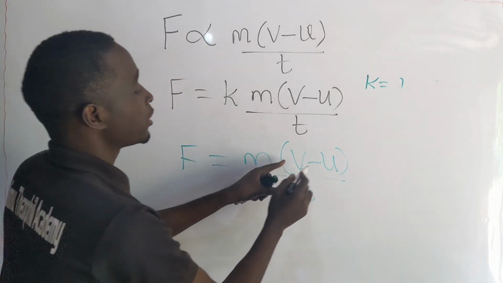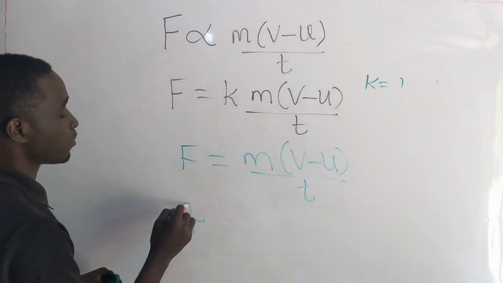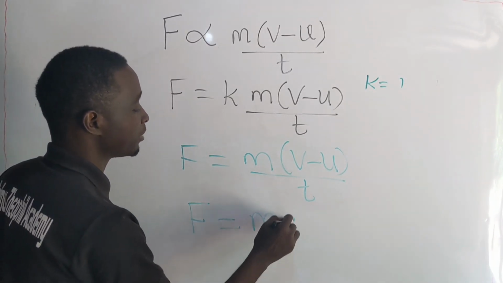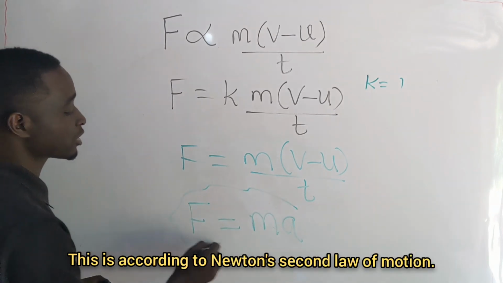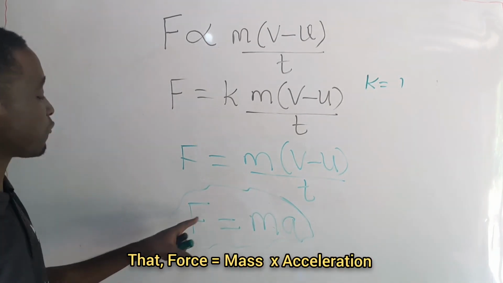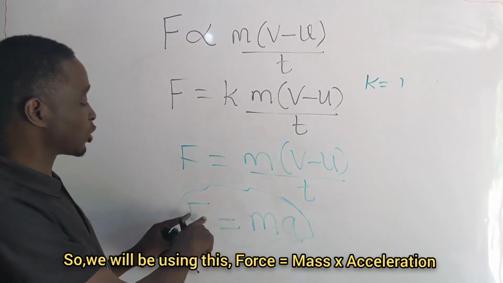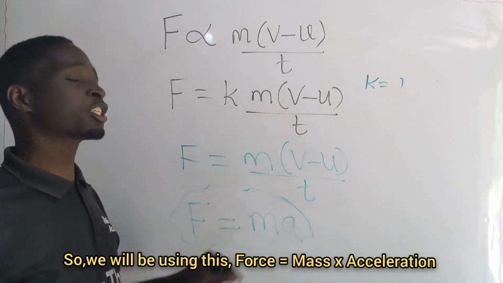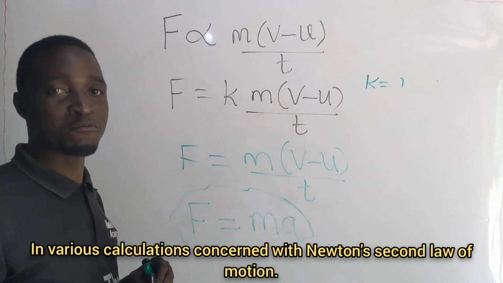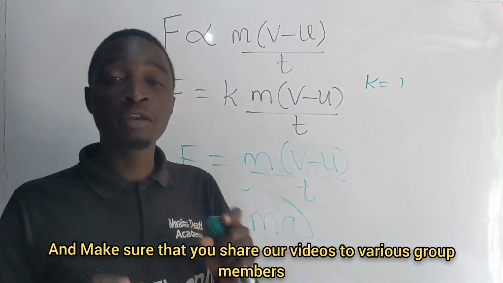Now, we know change in velocity over time is equal to acceleration. So, we finalize by saying force is equal to mass times acceleration. This is according to Newton's second law of motion, that force is equal to mass times acceleration. So we'll be using this one, F = ma, in various calculations concerned with Newton's second law of motion.